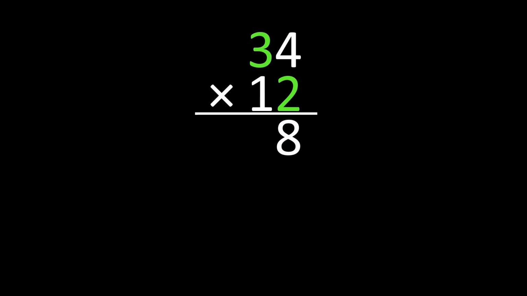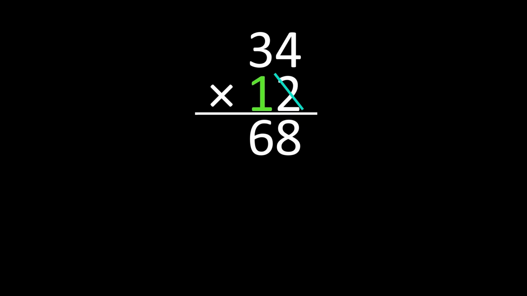But remember, that's not really a 3. That 3 represents 30. But we're going to multiply it as if it were a 3 in our steps of our multiplication problem. So 2 times 3 is 6. Now that I've multiplied everything by 2, I'm going to cross the 2 out because I've used it. And now I'm going to be multiplying by the 1.